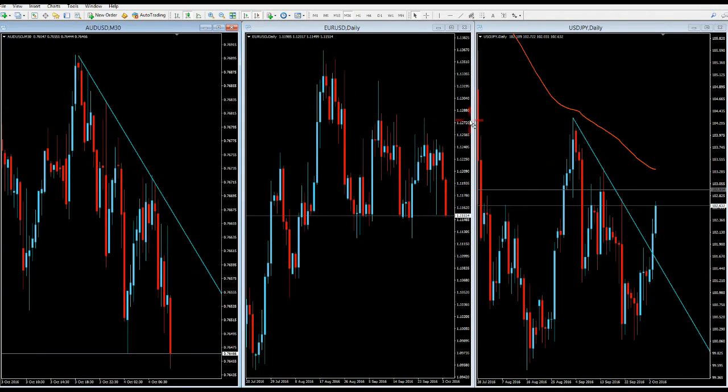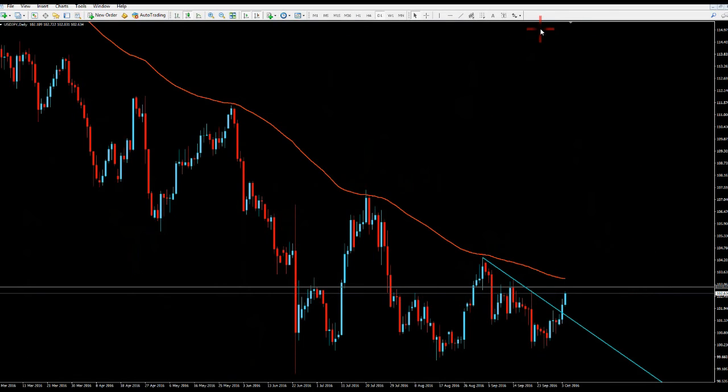So let's go to the USDJPY. You can see that our trend line here got broken recently. This is, by the way, the same trend line for the daily. We have talked about this before.